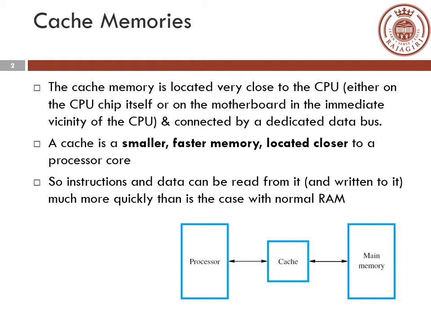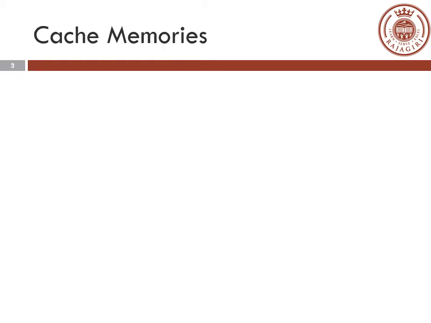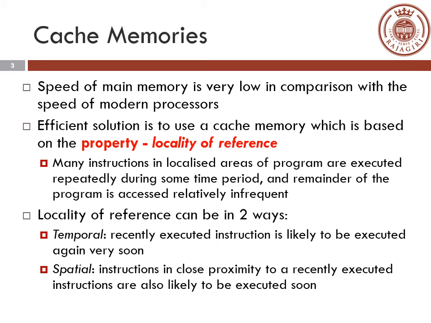Now, as I said, the cache memory is a physical memory which is located very close to the CPU. As I said in the previous slide, since the speed of the main memory is very low compared to the speed of the modern processors, we are going for the cache memory. So it is a solution to improve the performance. Now, how does this cache memory operate? The cache memory operates with the property of locality of reference.